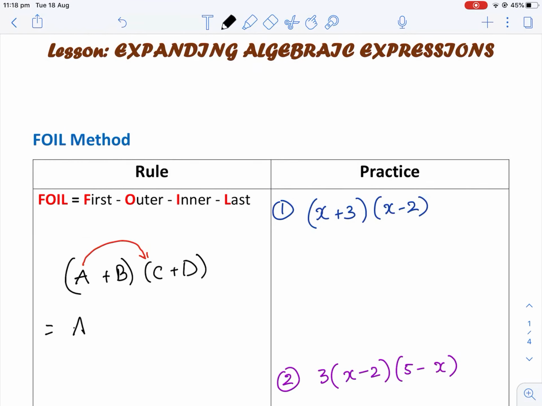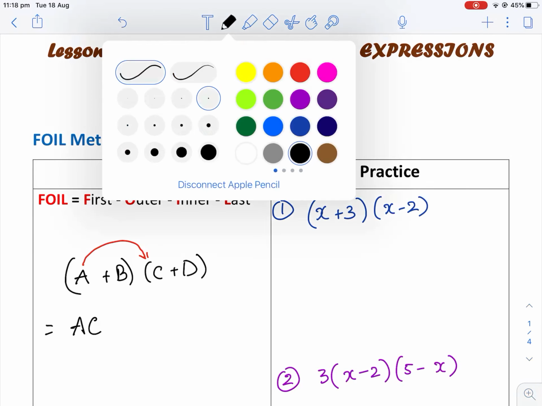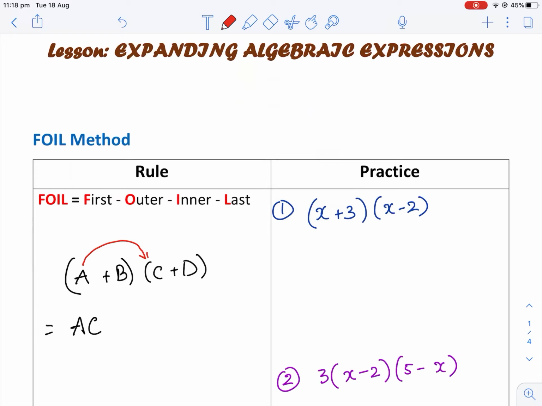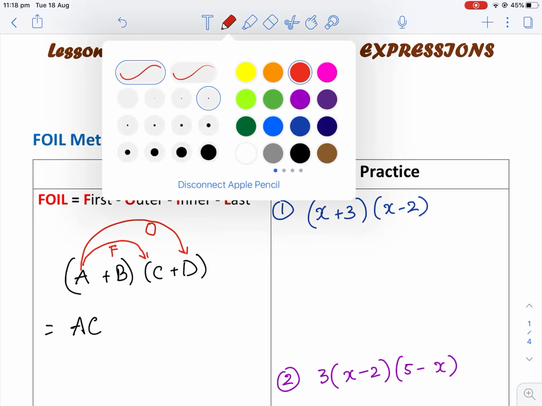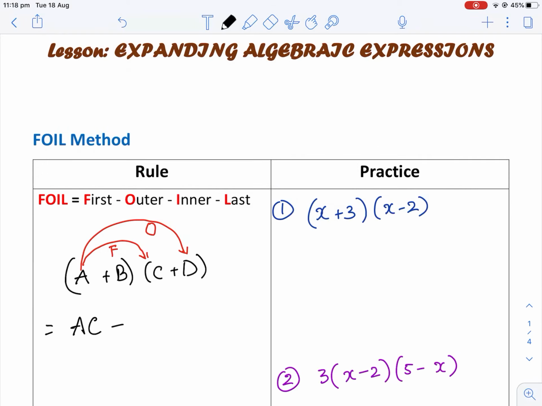So it's equal to AC. And then next one is to multiply the outer terms of the two brackets. The outer term of the first bracket is A, and the outer term of the second bracket is D. So we're going to multiply A with D. So this one is F, this one is O. So A times D is plus AD.